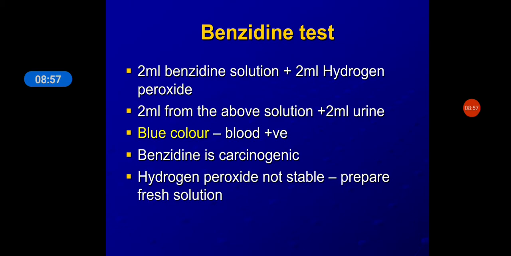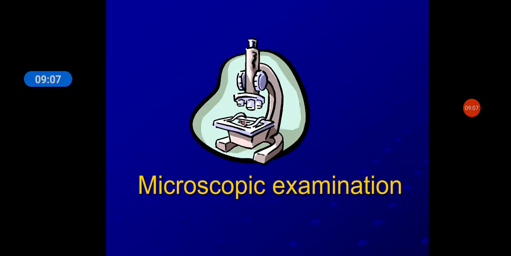Just remember, even for viva purposes, they might ask you what is the test you will do to detect blood in urine. That is the benzidine test. Clear? Now that we have finished physical examination and chemical examination, we'll go to microscopic examination.